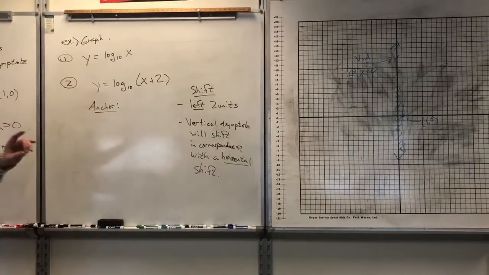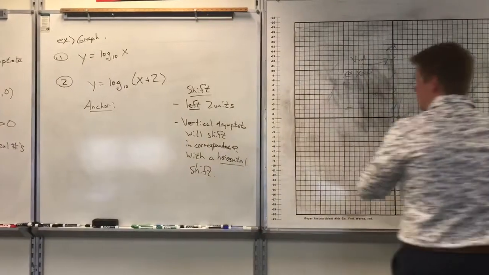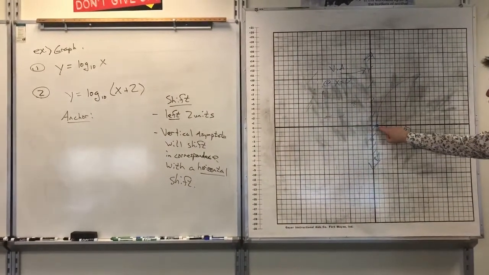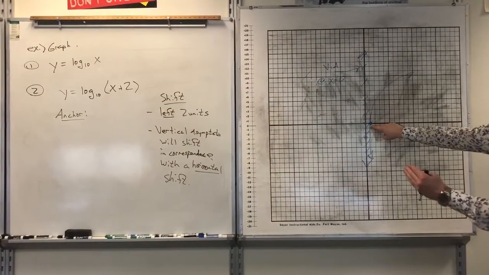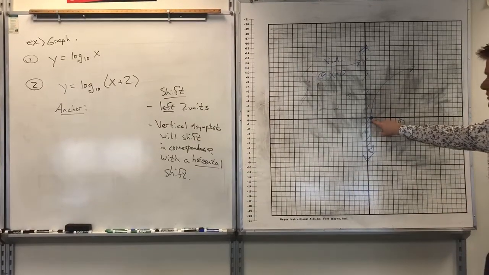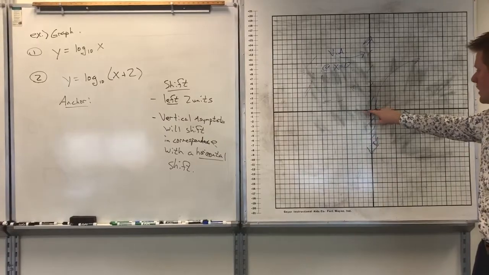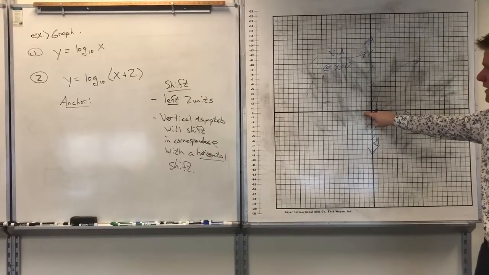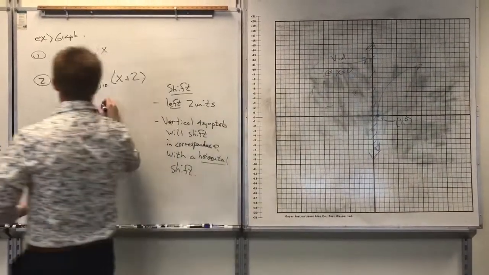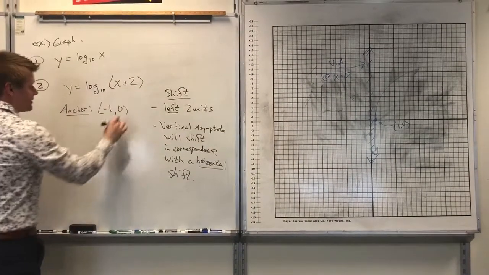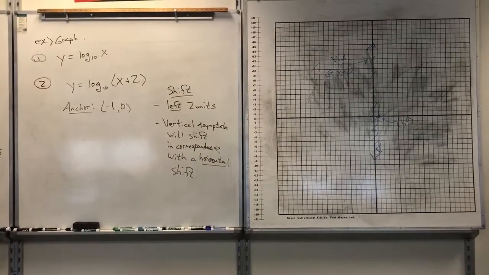Okay. Now, I am shifting left 2 units, which means that this point is going to also have to shift 2 units to the left. So instead of 1, 0, let's count 2 away from that. 1, 2 lands us at the point -1, 0. Okay, so again, that will also directly correspond with any horizontal shift.